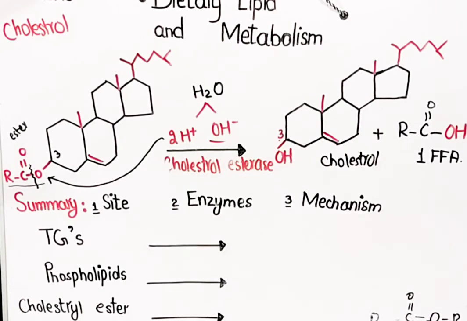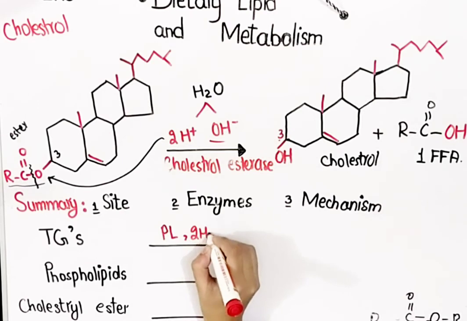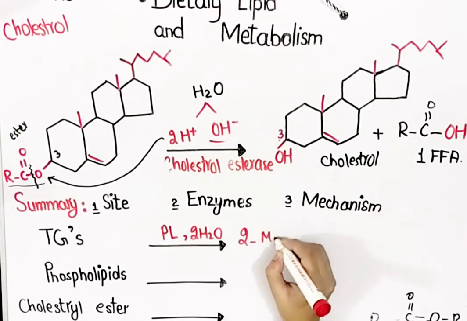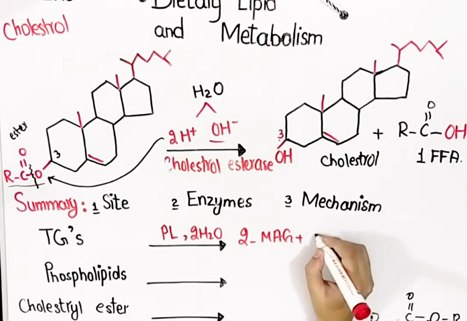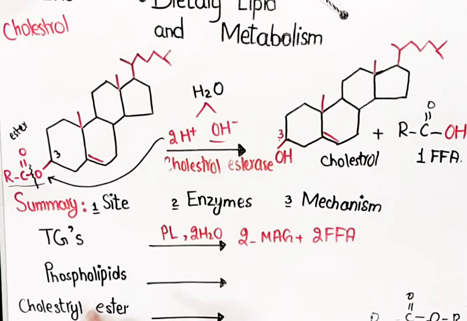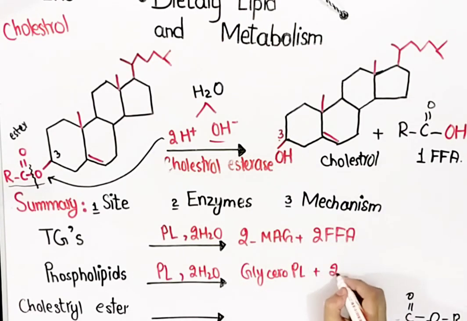Then we have the mechanism of how these lipids will be broken down. For TG, the enzyme was pancreatic lipase, we used 2 water molecules, and what was the product? The products were 2 monoacylglycerol and 2 free fatty acids. Then we had phospholipid, basically phosphatidylcholine, acted upon by phospholipase. Similarly, 2 water molecules are used. The products were glycerophospholipid and 2 free fatty acids.